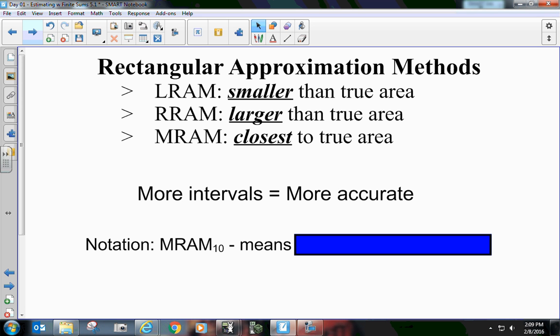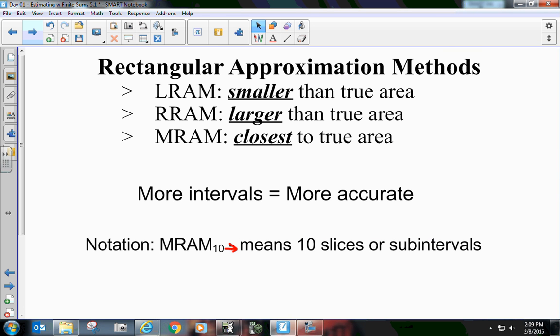Now, your notation, MRAM sub 10. That's not a minus sign, I should have probably put an arrow there. It just means there are 10 slices of subintervals. Okay? So if I were to put an 8, I would have had to put an 8 there for the last problem we did, because there were 8 subintervals.